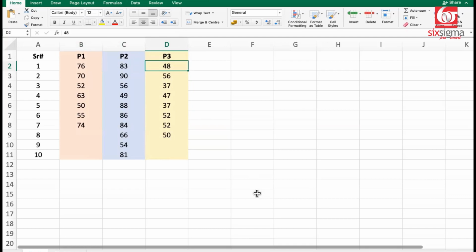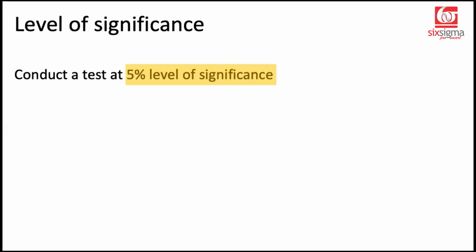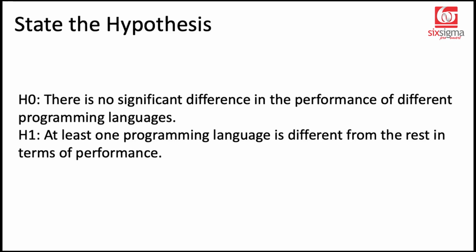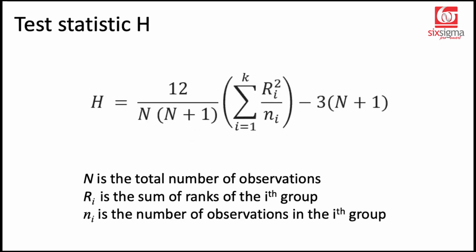So now that we've seen the data, let's try to put together what all information has been provided. So first, it is clear that we are going to perform this test at 5% level of significance. It is given in the problem. Second is, how do we state this hypothesis? So it's very similar to ANOVA if you've seen. The null hypothesis is there is no significant difference in the performance of different programming languages. And the alternative hypothesis is that at least one programming language is different from the rest in terms of performance. Notice that ANOVA compares the means, whereas in case of Kruskal-Wallis test, we are going to compare the sum of ranks.